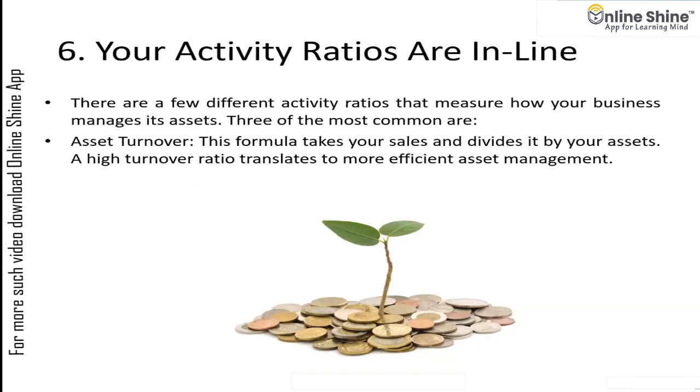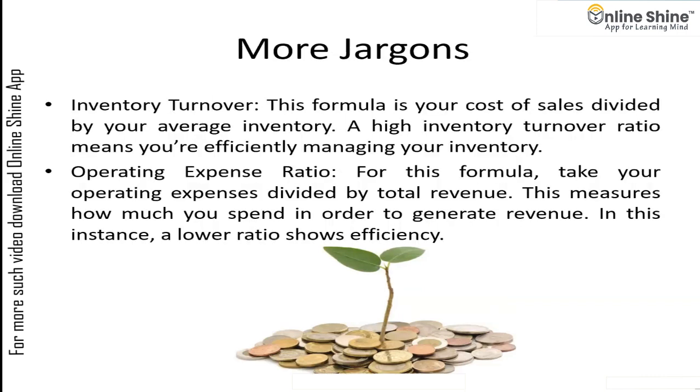Going to the next slide, your activity ratios are in line. There are a few different activity ratios that measure how your business manages its assets. Three of the common ones are asset turnover. This formula takes your sales and divides it by your assets. A high turnover ratio translates to more efficient asset management. Okay, some more jargon which is important and we have covered before, but to just highlight them: inventory turnover, which is the cost of sales divided by average inventory. A high inventory turnover ratio means you're efficiently managing your inventory.